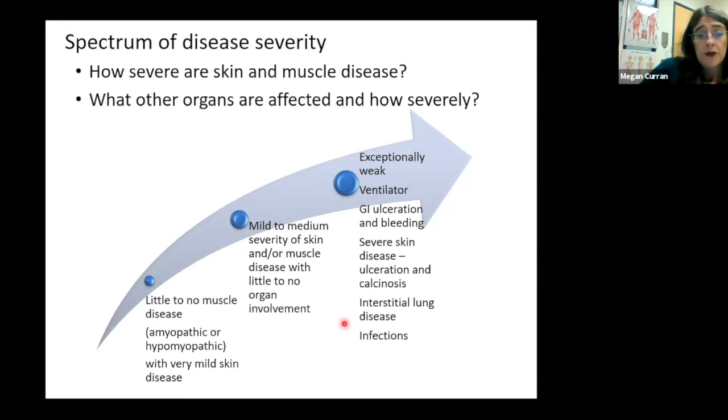Kind of in the middle of the spectrum, patients have mild to medium severity of skin or muscle disease and might have a little bit of organ involvement. And then unfortunately, there are some patients who have very severe disease. They become exceptionally weak because their muscles are damaged. They might even need to be put on a ventilator because they're so weak that they can't breathe well. They can have involvement of their GI tract, severe skin ulcerations, lung disease where the lung tissue gets thickened, and they can be sick with infections.